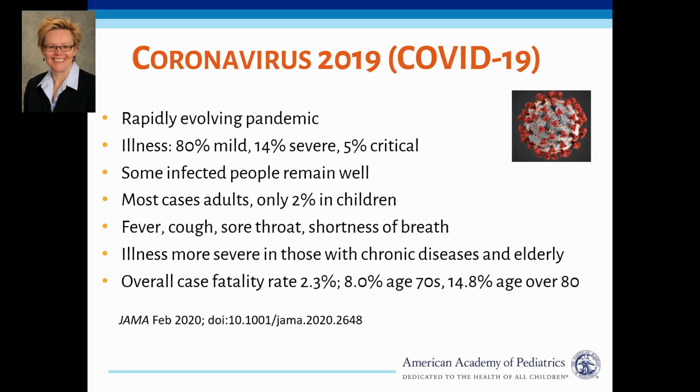The illness is more severe in those with chronic diseases as well as the elderly. The overall case fatality rate from this publication is a little difficult to determine because it's difficult to know what the denominator of all the cases are. And people were not all tested in this publication in the cases in China. So the range goes from 8% case fatality rate for older people to 14.8% over 80, but it's unclear what the ultimate case fatality rate is. But we do know that chronic diseases and elderly portend a higher case fatality rate.